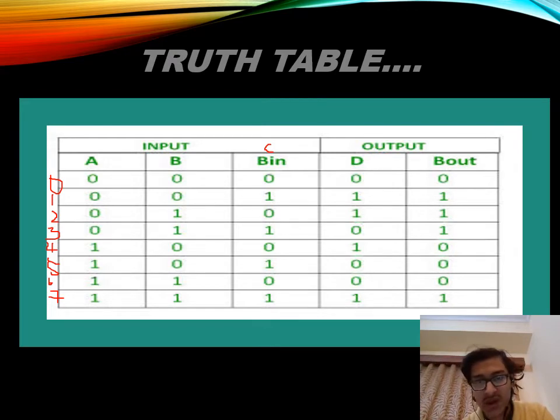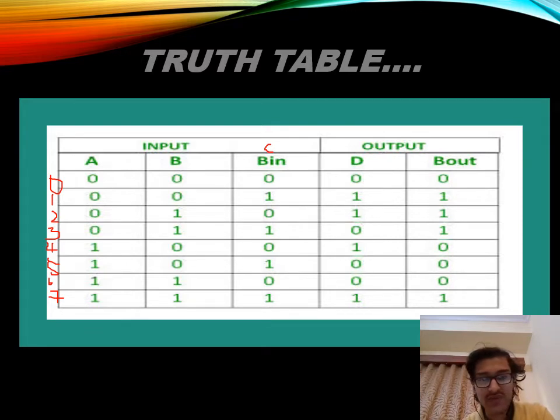Borrow equal to 1, and 0 minus 1 is also 1, so the difference is 1. For the third, we will take a equal to 0, b equal to 1 and c equal to 0. So we will get difference 1 and borrow 1. 0 minus 1, so we will have to take a borrow. So we will get borrow 1, and 0 minus 1 in binary terms is 1. So 1 minus 0 is 1. So we will get difference 1.